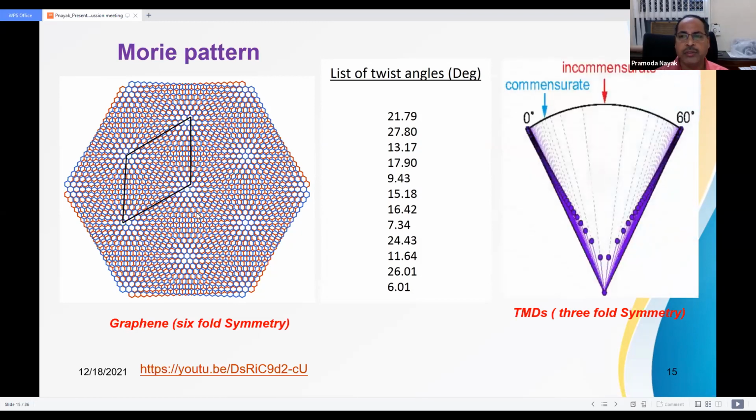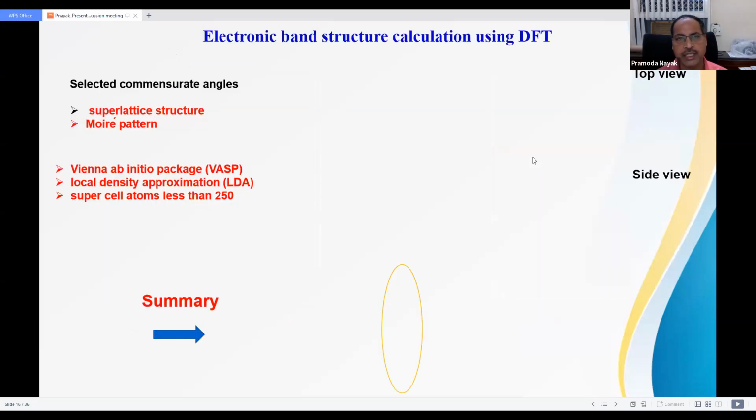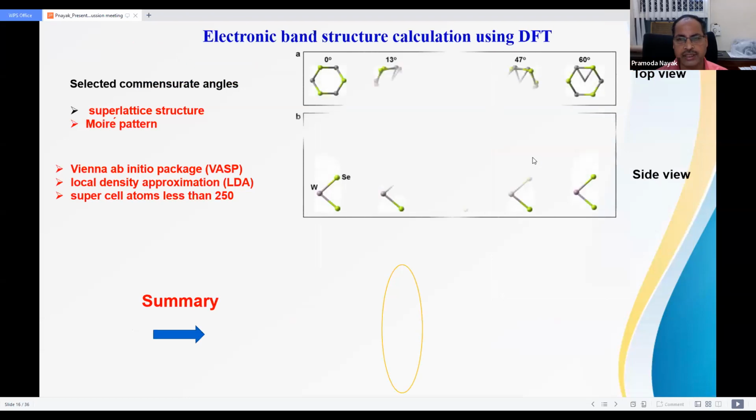And when you talk about graphene, it is a hexagonal structure with 6-fold symmetry, so the maximum periodicity is 30 degree. But when you talk about the TMD, the periodicity is 60 degree. You can get some commensurate and some incommensurate structures. And for some commensurate structures, we try to calculate the electronic band structure using DFT.